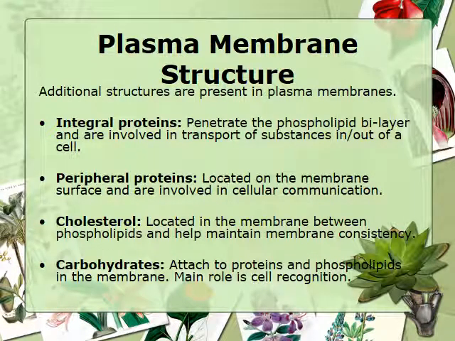Other structures that we can find on a plasma membrane are integral proteins. Examples are carrier and channel proteins. They penetrate and sit through the whole of the bilayer from one side to the other. The role of this is aiding transport across the membrane for different processes. Peripheral proteins sit in the surface of the membrane and mostly play a role in communication. Cholesterol is located between the phospholipids of the bilayer, and it helps maintain some consistency within the membrane. And the carbohydrates, they attach to proteins in the membrane. We often call these glycoproteins, and they play a role in cell recognition.